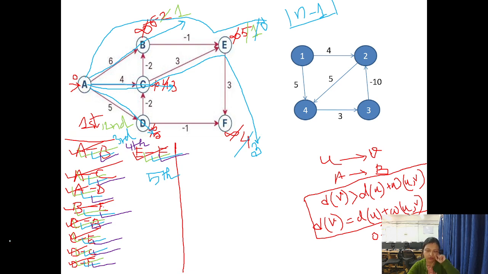So what we have seen is that we have found the shortest distance from a particular source to every other vertex, but not directly.